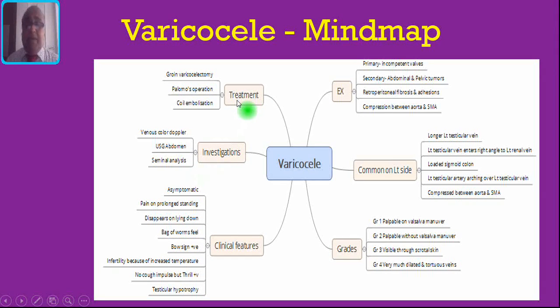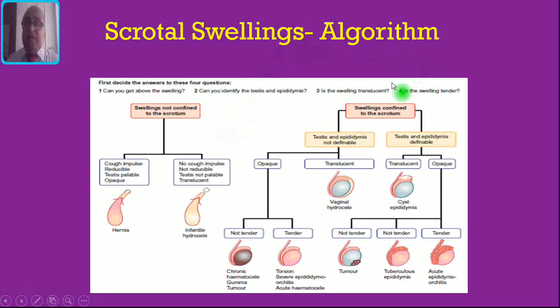The common treatment is groin varicocelectomy, or you can do a retroperitoneal approach. This is called Palomo's operation. This you can do either open or laparoscopic, or the non-operative coil embolization also you can try. This will be done by the interventional radiologist. So this is the algorithm.